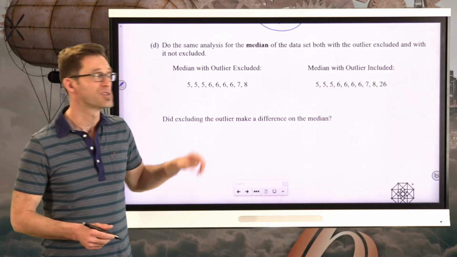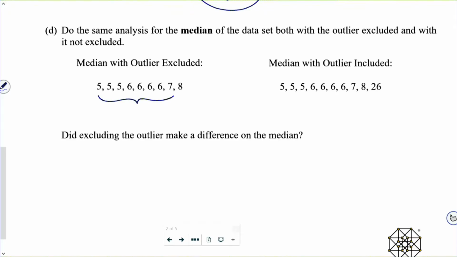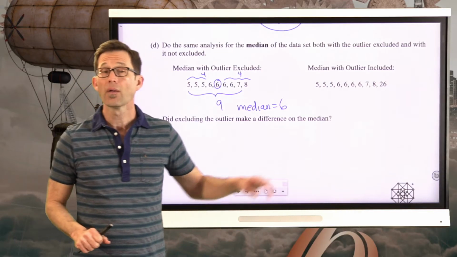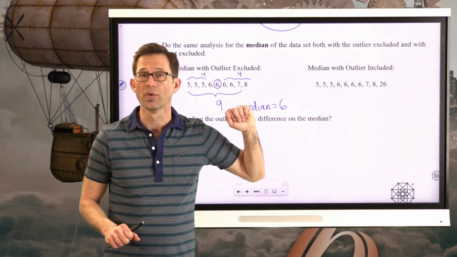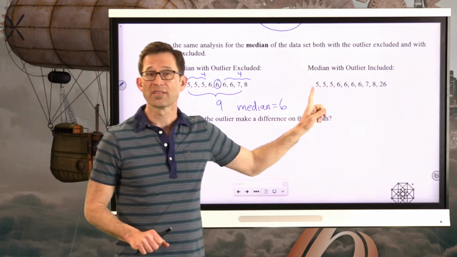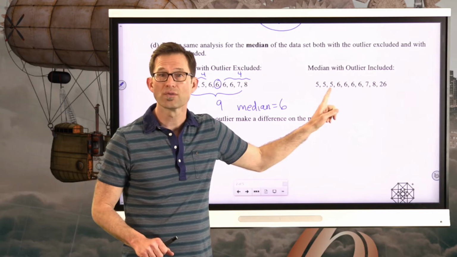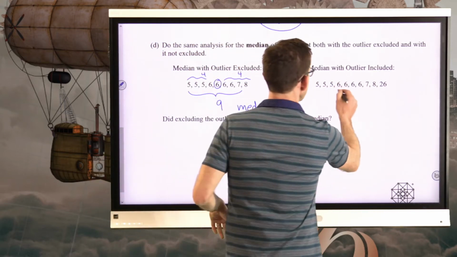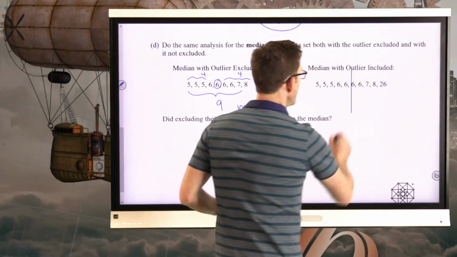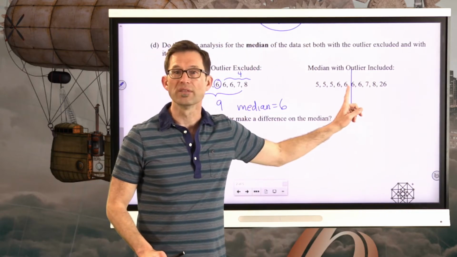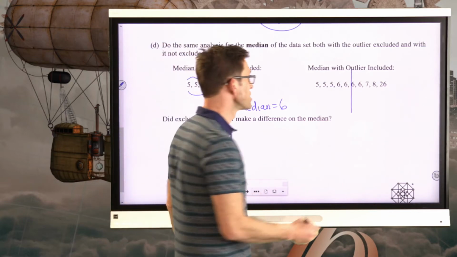All right, well in this case, we've got 9 total. So 1, 2, 3, 4, 1, 2, 3, 4. 4 above, 4 below, the median is equal to 6. Now let's take a look at the data set where we haven't excluded the outlier. That's got 10, so I can just go 1, 2, 3, 4, 5, 1, 2, 3, 4, 5. The median has to lie right there between 6 and 6, which means the median is also 6.